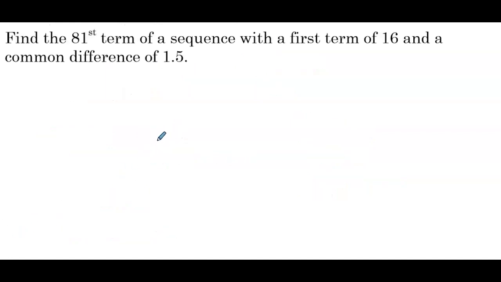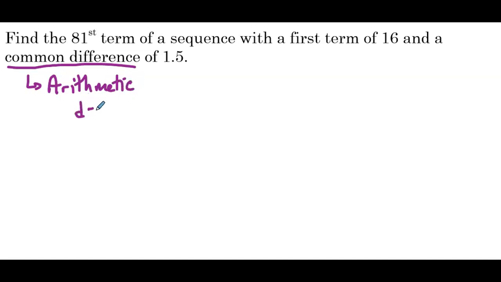Find the 81st term of a sequence with a first term of 16 and a common difference of 1.5. Now, reading this question, they don't tell us whether we have an arithmetic or a geometric sequence, but they do give us one piece of information that can help us come to a correct conclusion. And that's the fact that the common difference is 1.5. Only an arithmetic sequence has a common difference. So this tells us that our sequence is arithmetic.